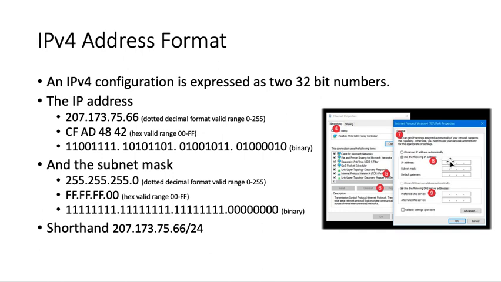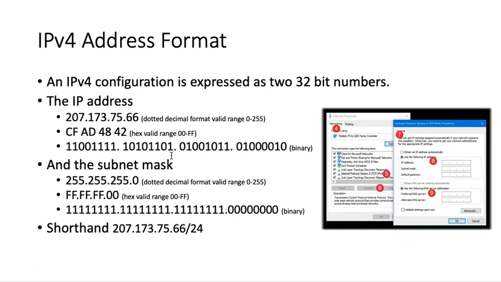So the first row is a 32-bit number, so it's 4 numbers that are each represented by 0 to 255, so 4 bytes essentially. And here are some examples of what an IP address could look like. We could represent it by 4 decimal numbers. We could alternatively represent that in hexadecimal, or we could represent it in binary. So here we have our 32 bits, or 4 bytes, if you will.